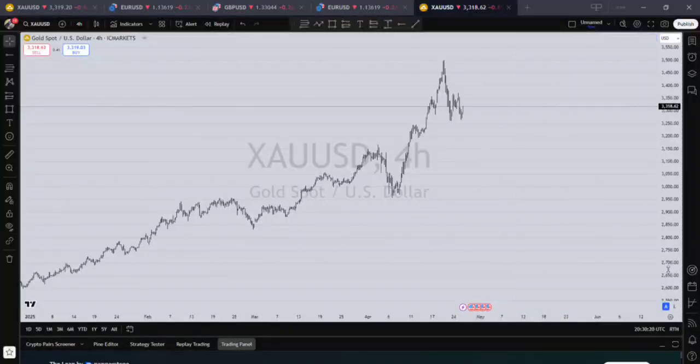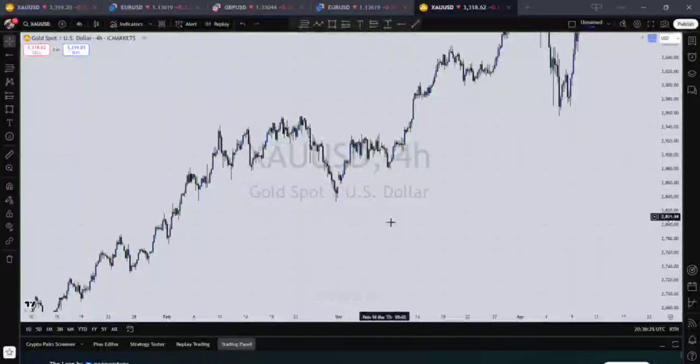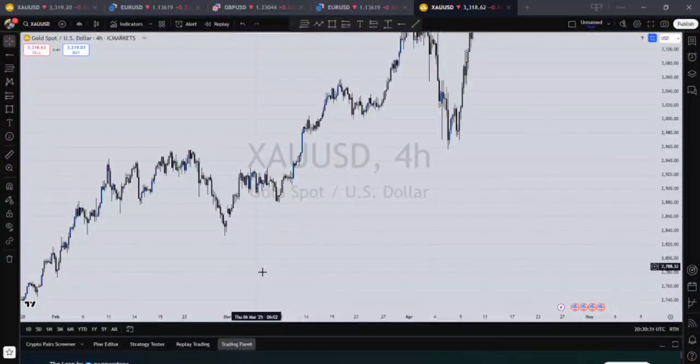I've already answered this question now. See, no matter the time frame, if it is two breaks, you can take the following trade to break the third one. All right.